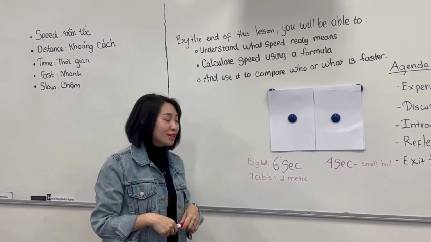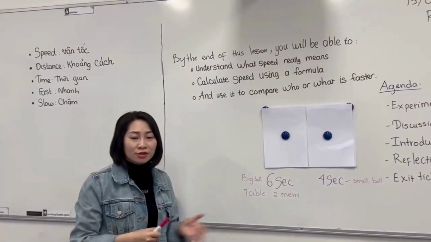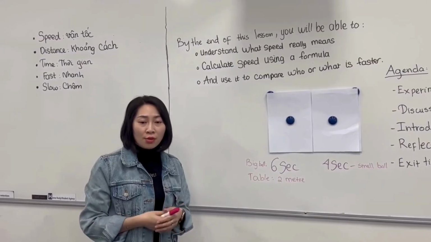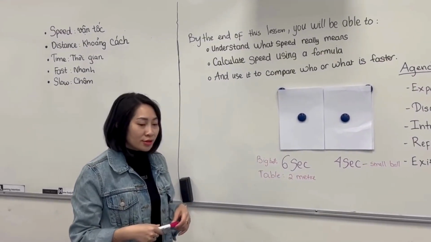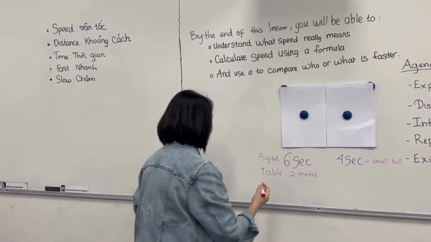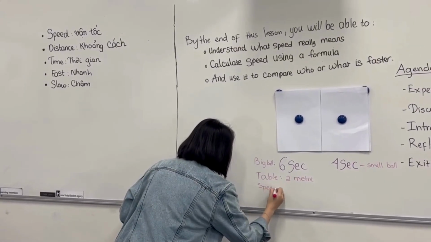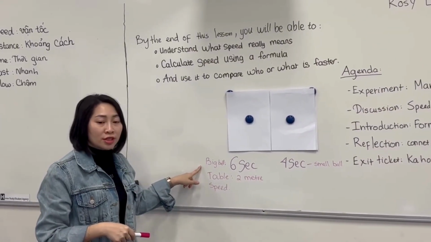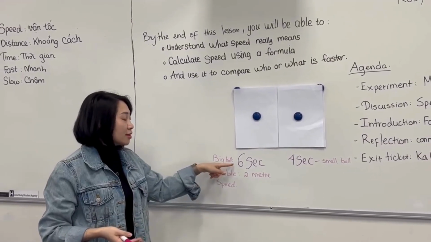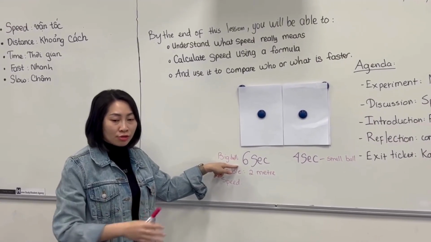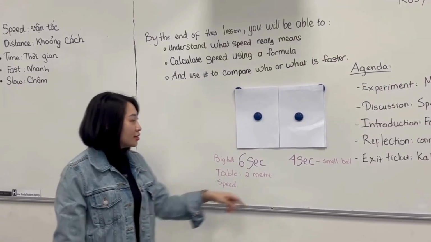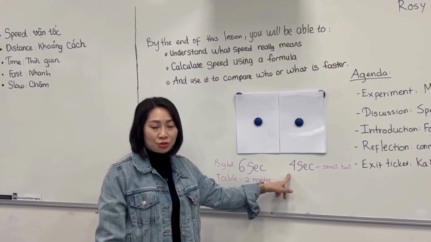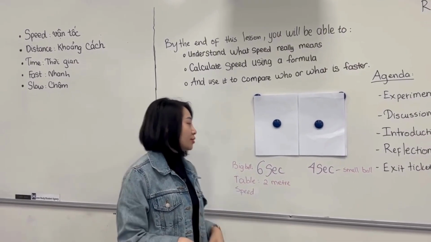So what you can see here, what happened to the balls? Why is one ball faster and another ball slower? It's because of the speed. So the big ball runs very slow. That's why it takes 6 seconds to run across the table. On the other hand, the small ball runs faster, and it takes only 4 seconds to finish the table.